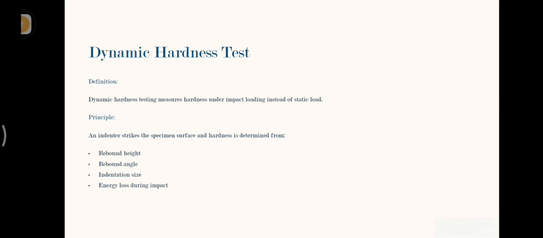So what is the principle of the dynamic hardness test? Again, the same procedure is followed. A specimen is placed and a sudden load is applied, and we measure how much height it rebounded, or the rebound angle, or the size of the indentation, or the energy loss.